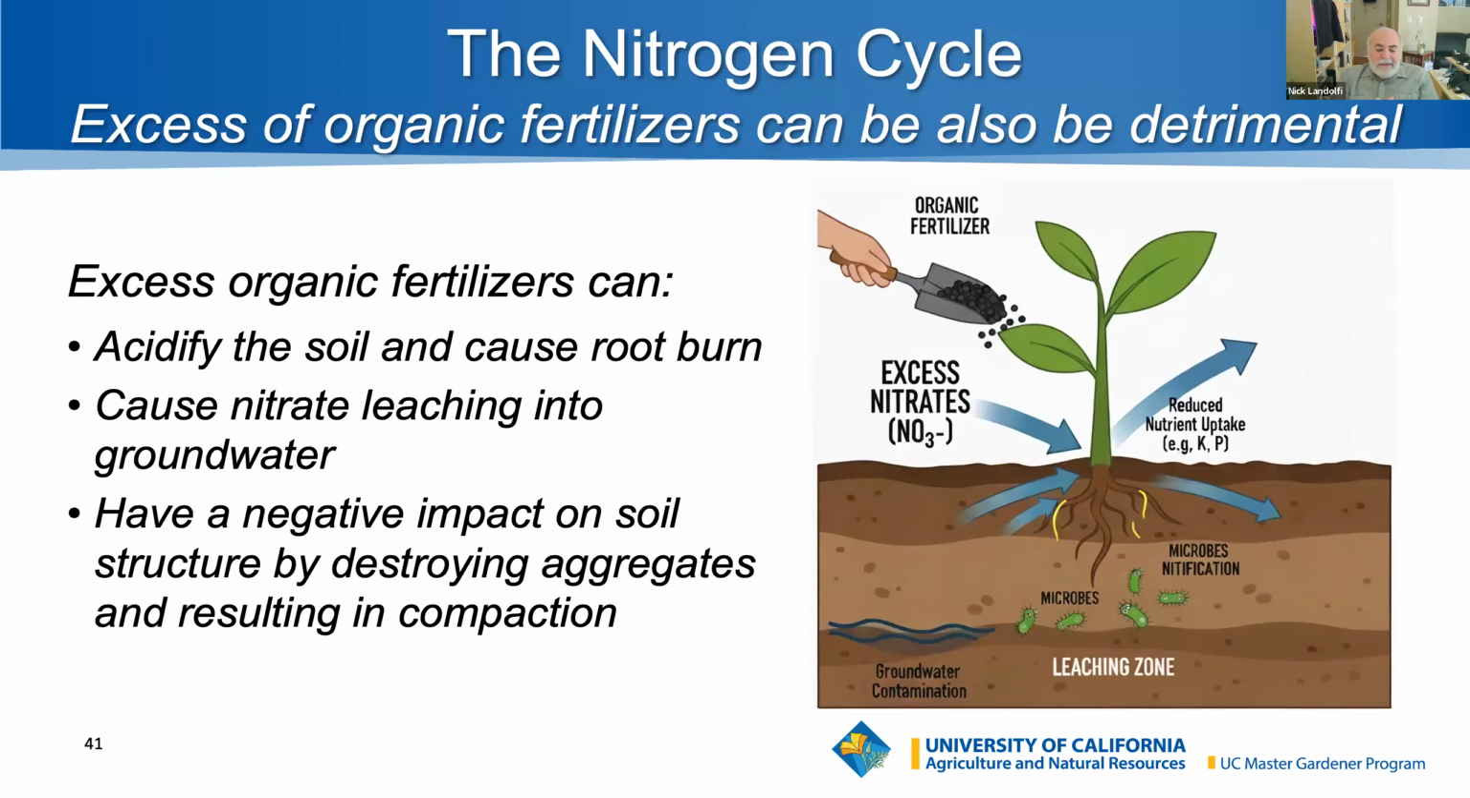I hope you now understand that organic fertilizers are much more favorable to the plant and soil life than are their chemical counterparts. But in surplus, organic fertilizers can also be detrimental. An overabundance of organic fertilizers can increase ammonium and nitrate levels that can result in soil acidification and root burn, contaminate groundwater via nitrate leaching, and negatively impact soil structure by destroying soil aggregates and leading to compaction. Thus, organic fertilizers should always be applied at the manufacturer recommended rate.